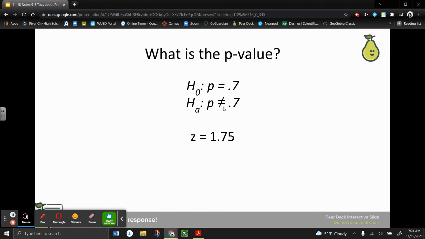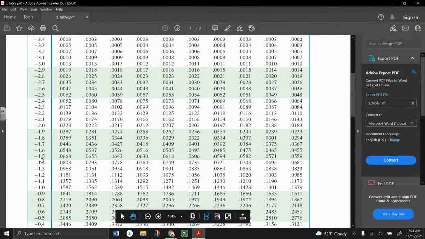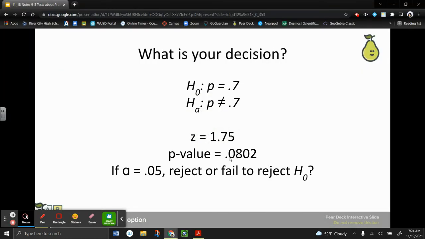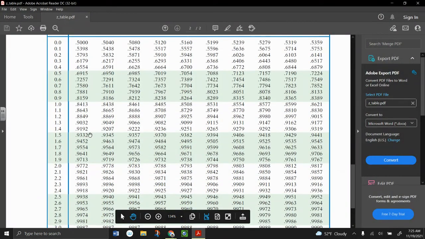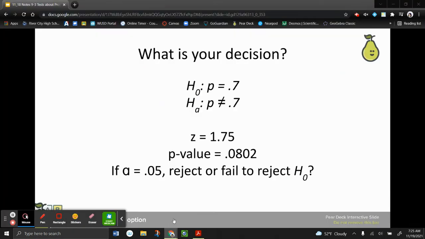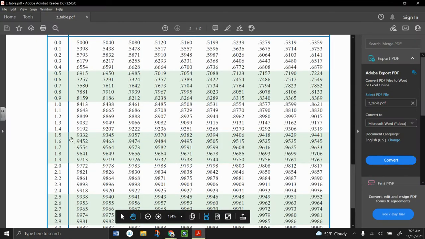And then lastly, if it's not equal to, what we're going to do is look up 1.75 on the negative side. So 1.75 on the negative side, which is this, and we would double that, which gives you 0.0802. So if you were to look up 1.75 on the positive side and try to double that, you would get a value greater than 1. So you would know that you did something wrong. So remember, you look at the negative side and double it.